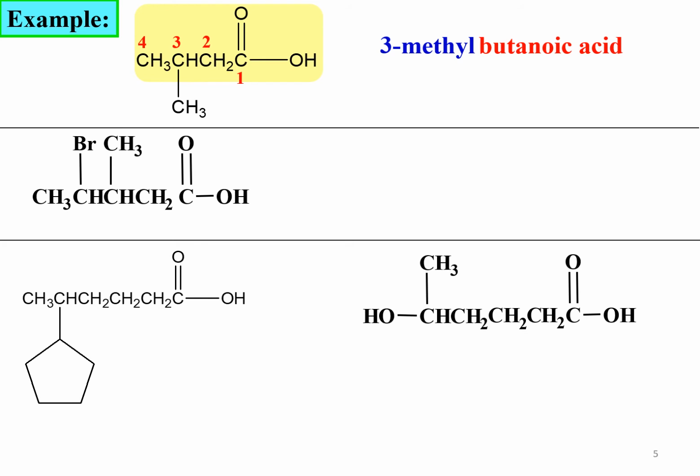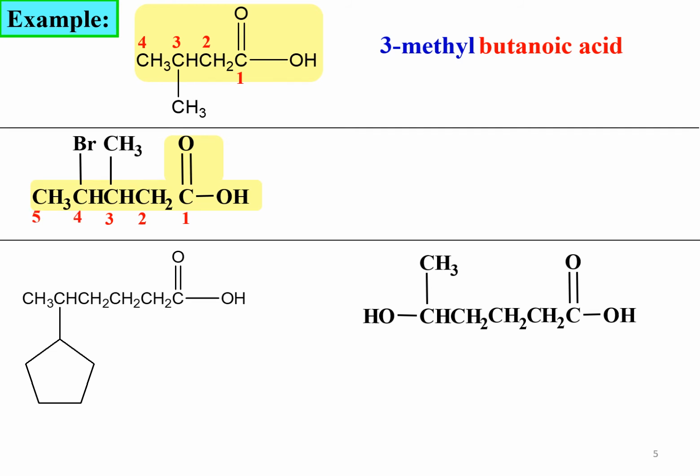So we look at the second example. We apply the same method also. We pick the longest continuous carbon chain with the COOH. So this is the parent chain here. You must start numbering from the C which belongs to COOH. So carbon 1, carbon 2, carbon 3, carbon 4, carbon 5.